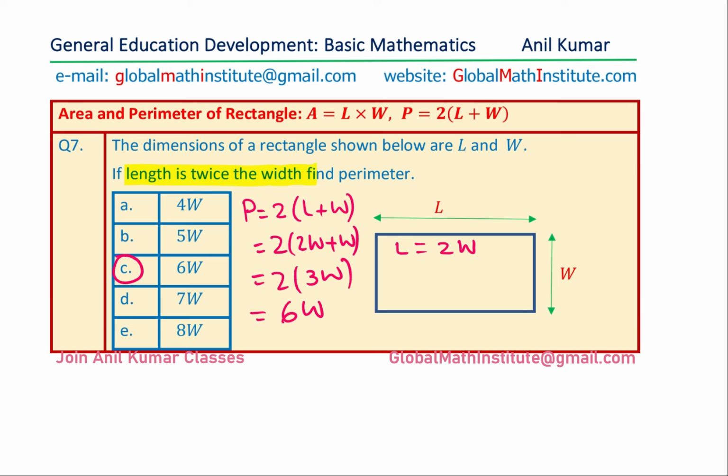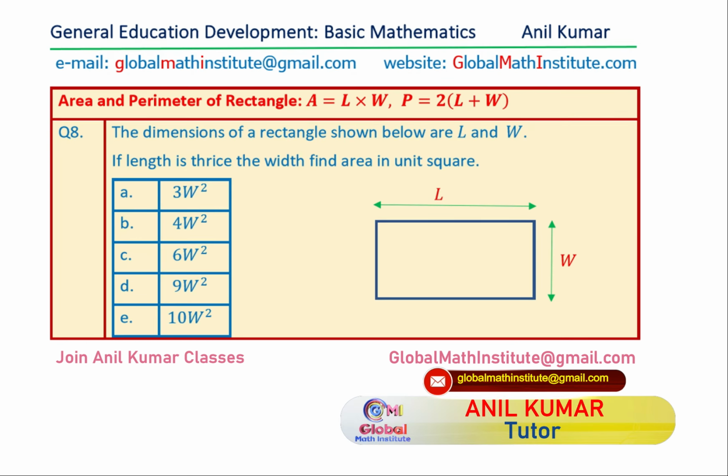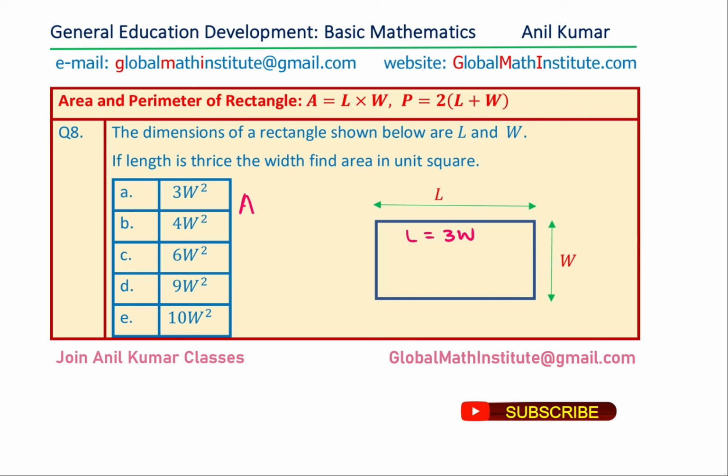Are you getting it? We have now introduced you to pure algebra, where length and width will be variables and we'll play with them. Perfect. Next, question number 8: the dimensions of the rectangle shown below are L and W. The length is thrice the width, find the area. This time we are given length is 3 times the width. Thrice means 3 times. We need to find the area, which is the product of length and width.